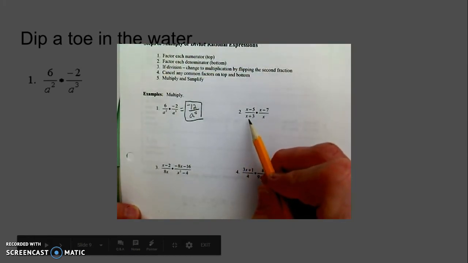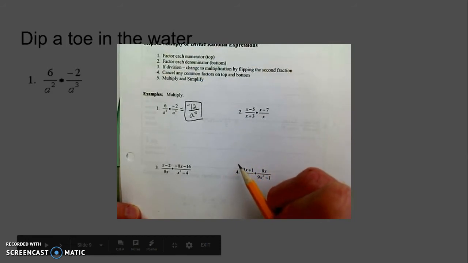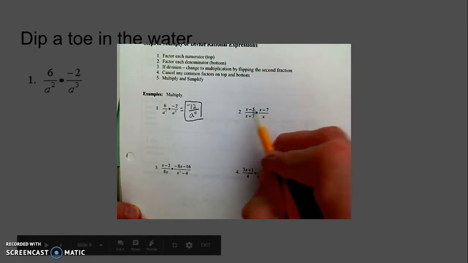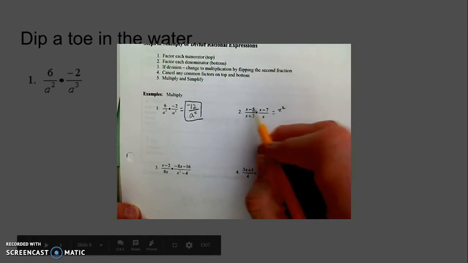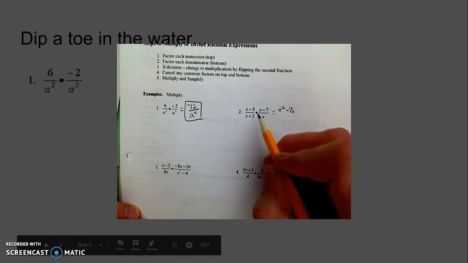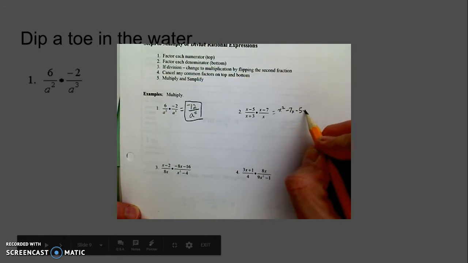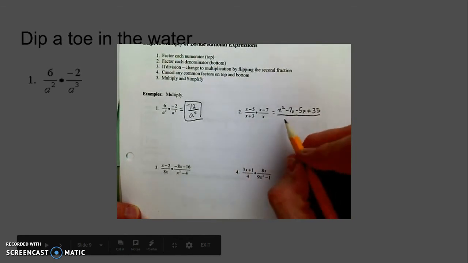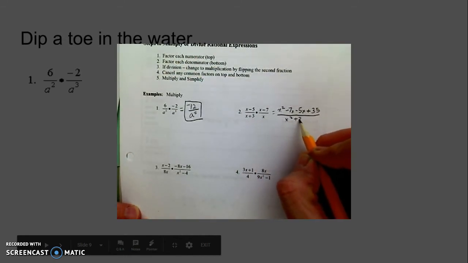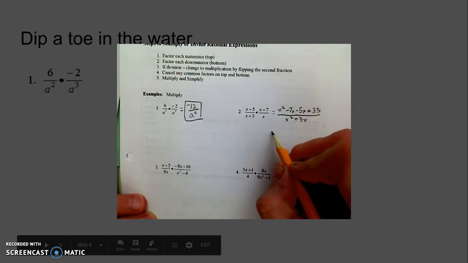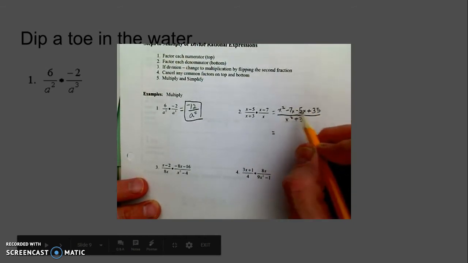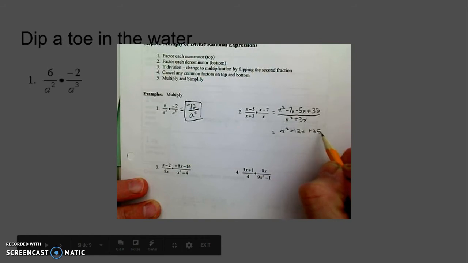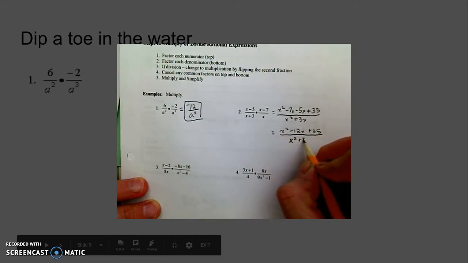So x minus 5 over x plus 3 times x minus 7 over x. Now there's no common factors here, nothing that I can divide out on both sides. So we're going to multiply x times x, that's x². x times -7, -7x. -5 times x, that's -5x. And then -5 times -7 is 35. In the denominator, x times x is x² plus 3x. And let's simplify because we've got some like terms here. x² minus 12x plus 35 over x² plus 3x.